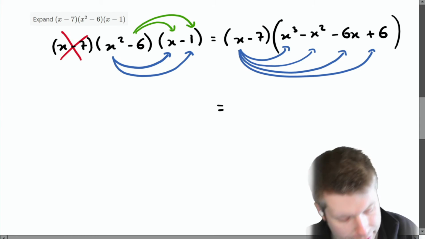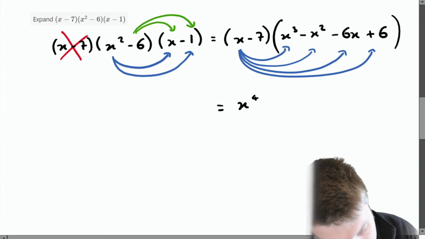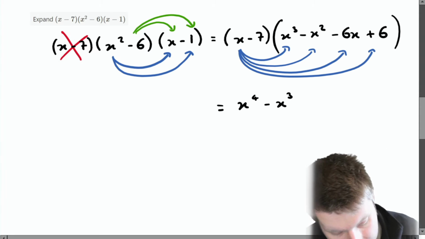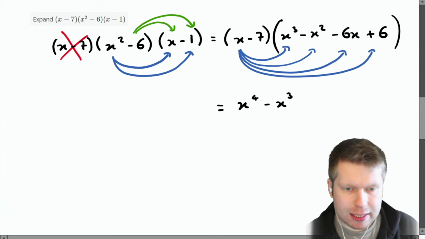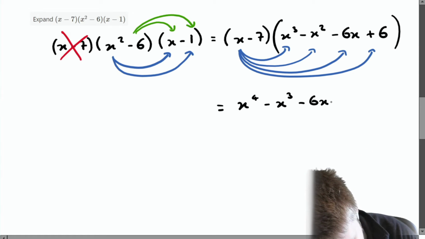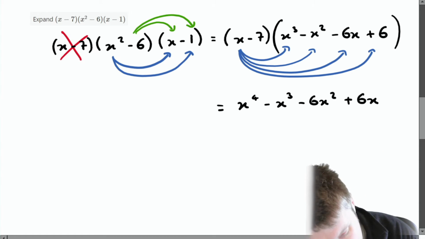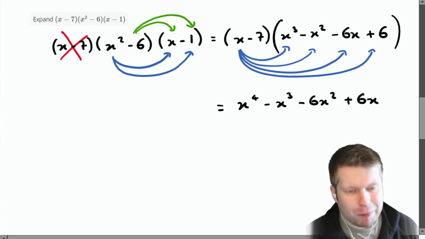X times x cubed, that gives me x to the power 4. X times negative x squared, that gives me negative x to the power of 3. X times negative 6x, that's going to give me negative 6x squared. And x times positive 6, that's going to give me positive 6x. Not quite finished, but I am halfway through.